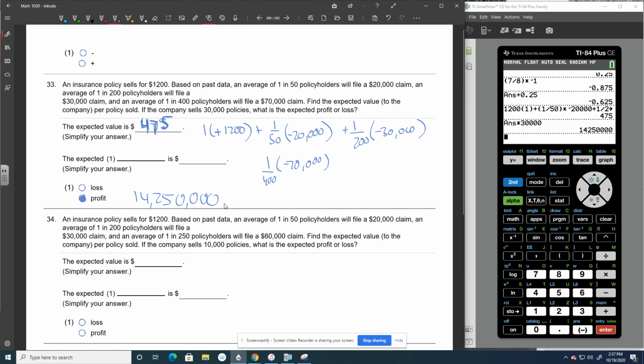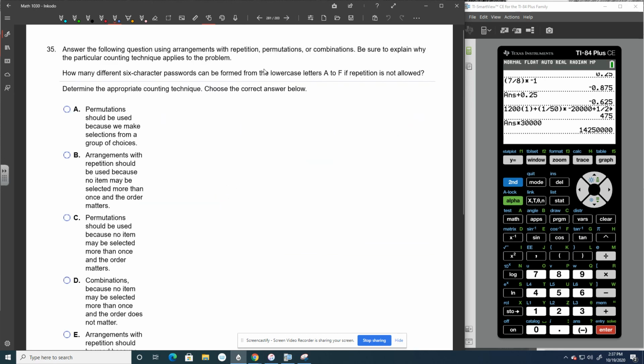Okay, same thing for 34. We're not going to go through all of that because you just saw that example. Answer the following questions. All right, finally the fun stuff. See, this is the stuff we like. You just have to do 34 problems of crap to get to the problems that we like.